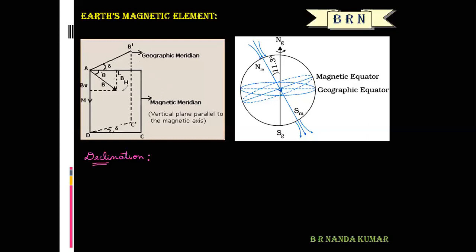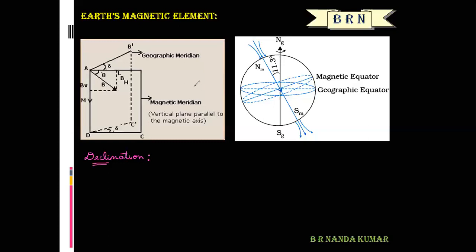Geographic meridian means a plane passing through the geographic north and south pole of Earth's surface. That is called the geographic meridian. When a magnetic needle is suspended freely on the surface of Earth, it will always come to rest along the geographic north-south direction.